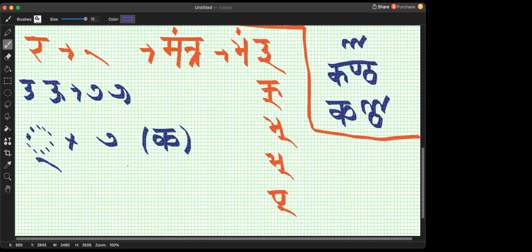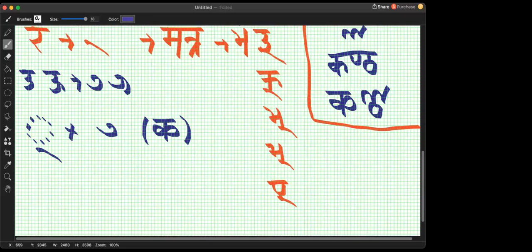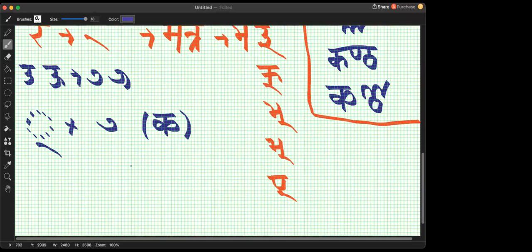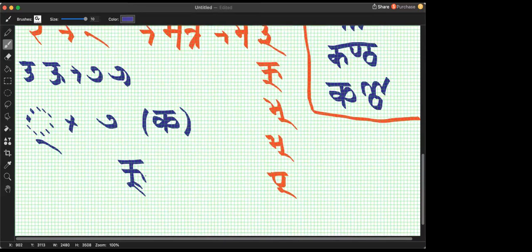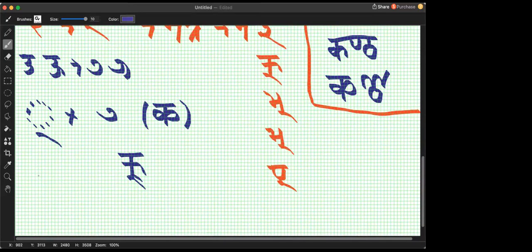So at this time, what I'm going to do, we all know when you're writing anything below K, K will take up this form. And when you're writing R, it will be Kr. And to this, I want to add U matra. I will just add one more small line above that, a very small line. This becomes crew.